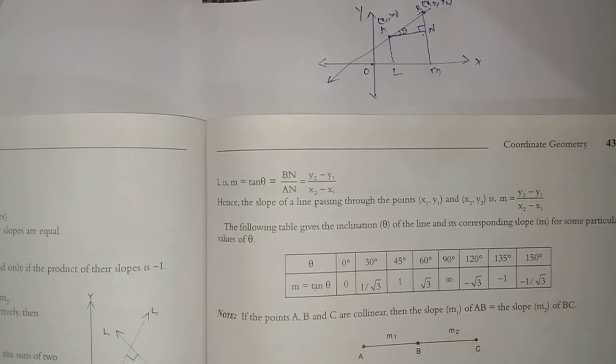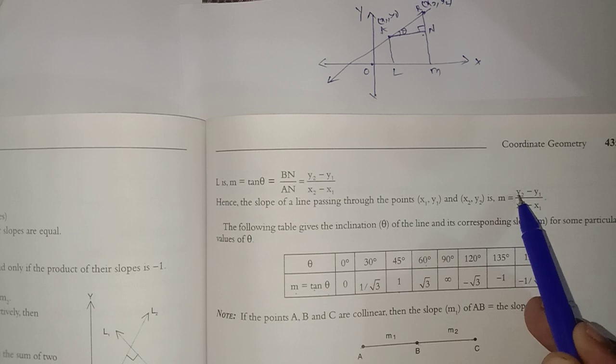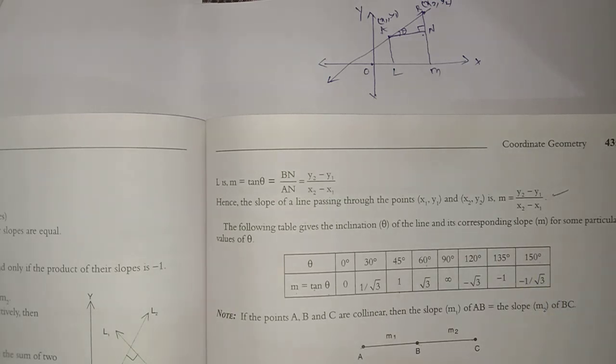Understood, children? So what did you get? The slope of a line passing through the points (x1, y1) and (x2, y2) is m equals (y2 minus y1) by (x2 minus x1). It is a very important formula for finding the slope of a line passing through two points (x1, y1) and (x2, y2). Please remember this formula.